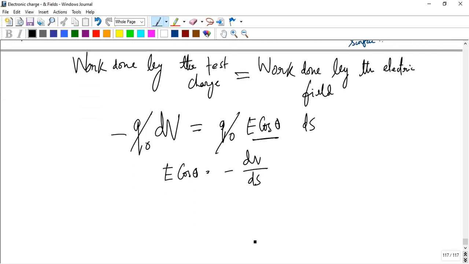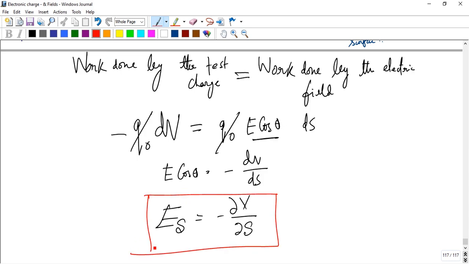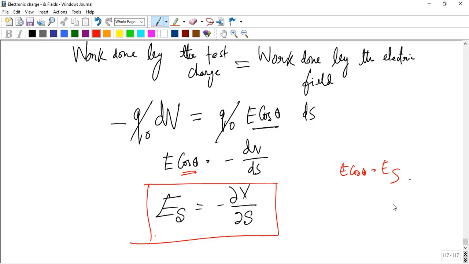In terms of a partial derivative, Es is equal to minus delta V over delta S. See carefully, the cos theta is removed because E cos theta is the component, Es. The negative sign is very important: the direction is the negative direction of the rate at which the electric potential changes with the distance in that direction.